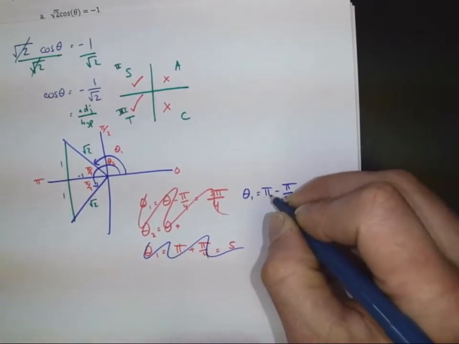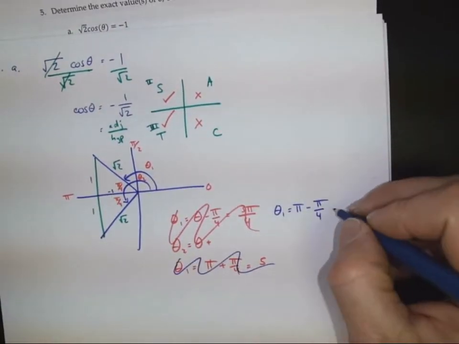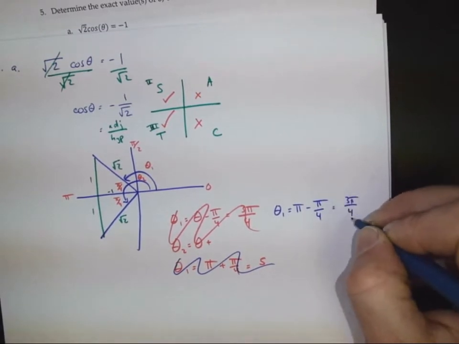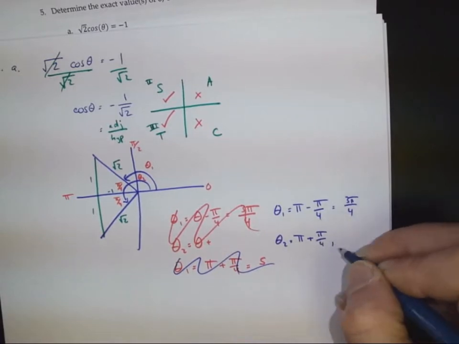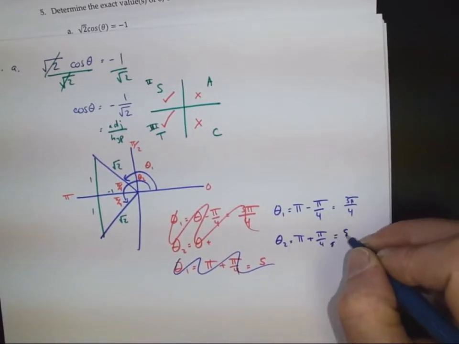All right. Pi, take away pi by 4. That's theta 1, and that gives us 3/4 of pi. And theta 2 is pi plus pi by 4, and that gives us 5 pi by 4.